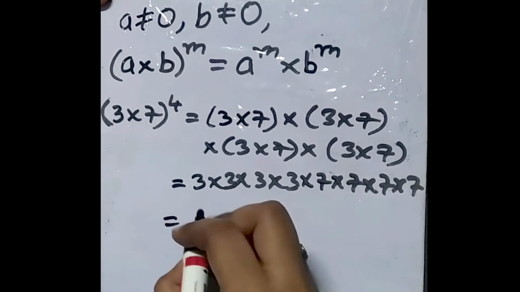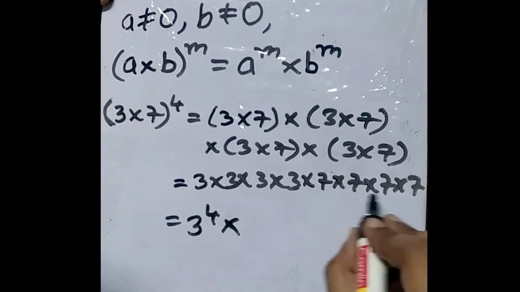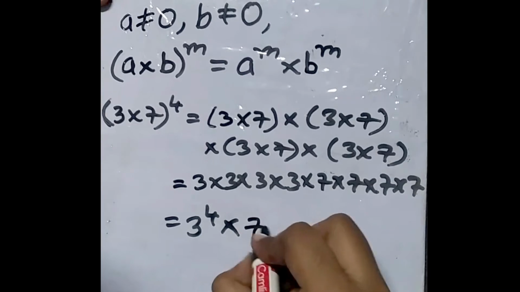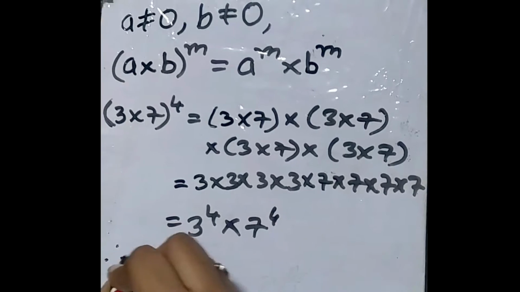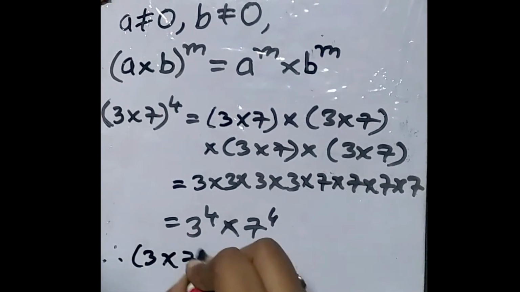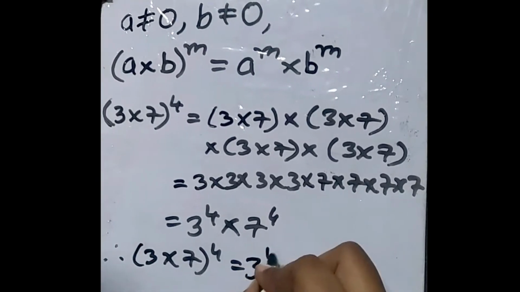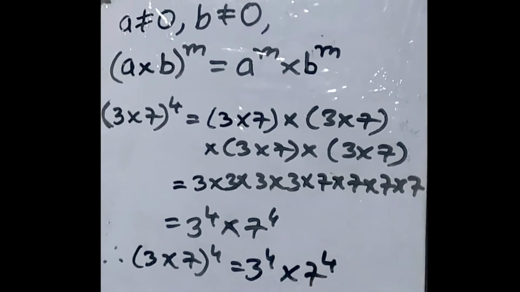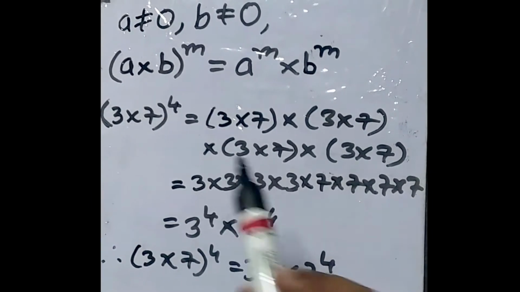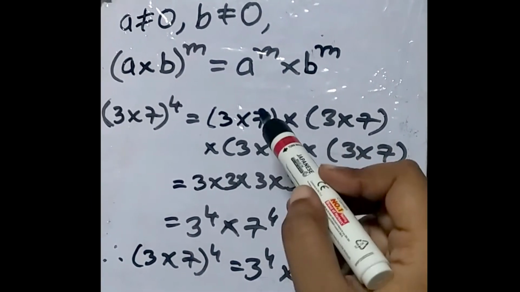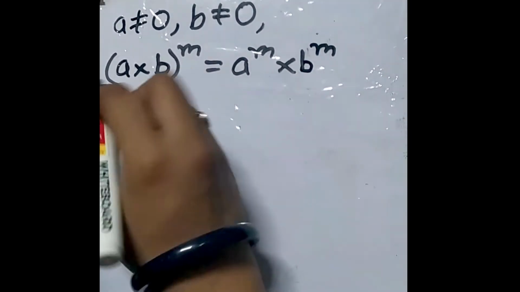So 3 into 3 into 3 into 3 means 3 raised to 4, into 7 also multiplied with itself 4 times, which is 7 raised to 4. Therefore 3 into 7, the whole raised to 4, equals 3 raised to 4 into 7 raised to 4. So this is how this rule is applied. Instead of doing all this calculation, you can directly use this formula and get the answer.